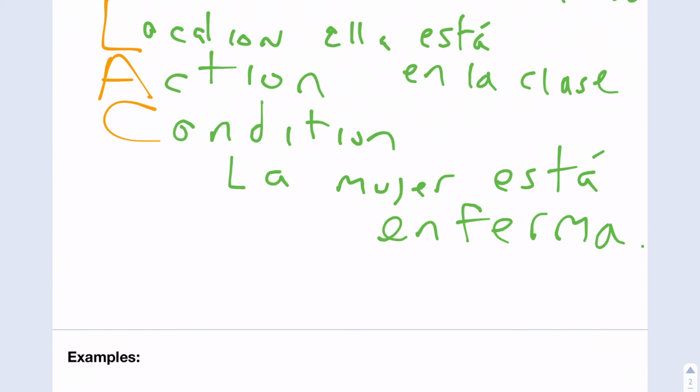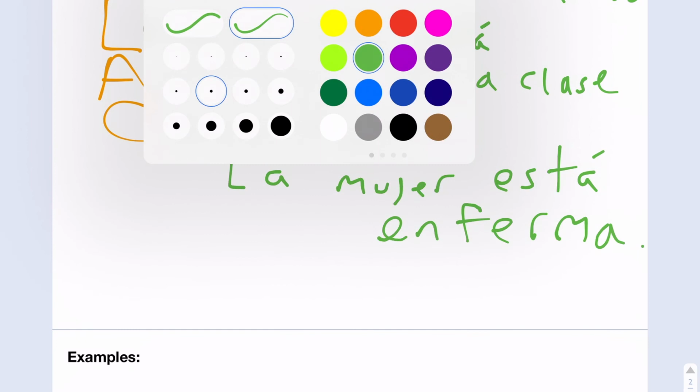Now, a lot of times the question will arise, what about a chronic illness? Something that will eventually take over someone's life. Well, in that situation, we could use ser as well.